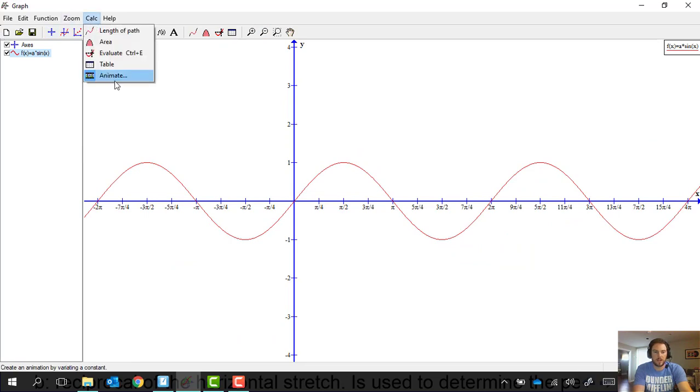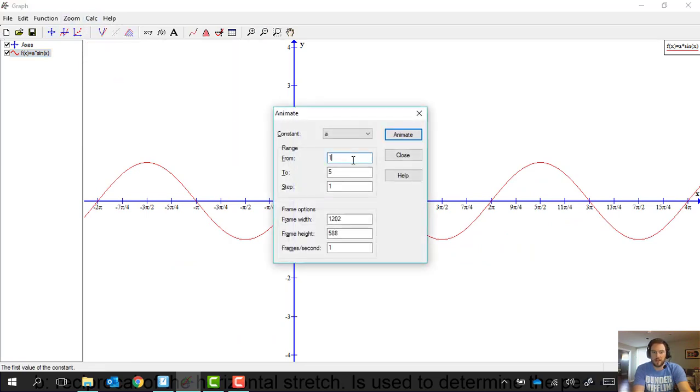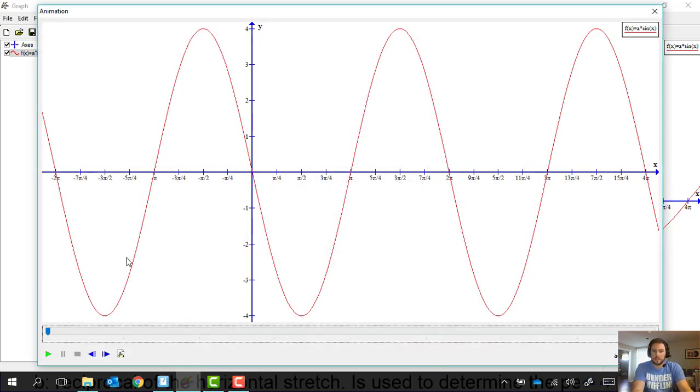So what I'm going to do is I'm going to animate it. I'm going to take that a value, and I'm going to start at negative 4. And I'm going to bring it all the way up to positive 4. And let's see what happens as that a value changes. So for right now, here is negative 4.